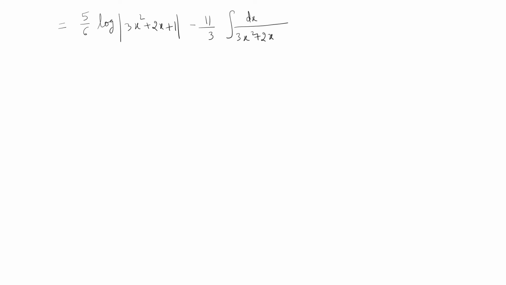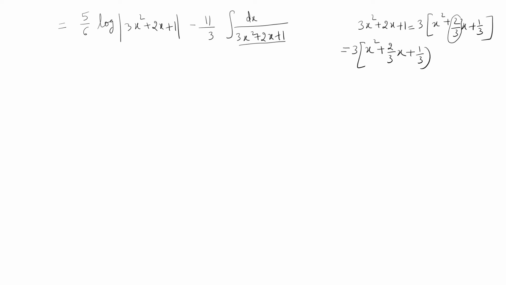Now we need to change this quadratic to perfect square form. So for it, firstly we need to take 3 common: x square plus 2 by 3x plus 1 by 3. Now adding half of coefficient of x. What is half of coefficient of x? It is 1 by 3. Its square, 1 by 3 square, we need to add, and 1 by 3 square, that is 1 by 9, is to be subtracted. So it becomes x plus 1 by 3 whole square.